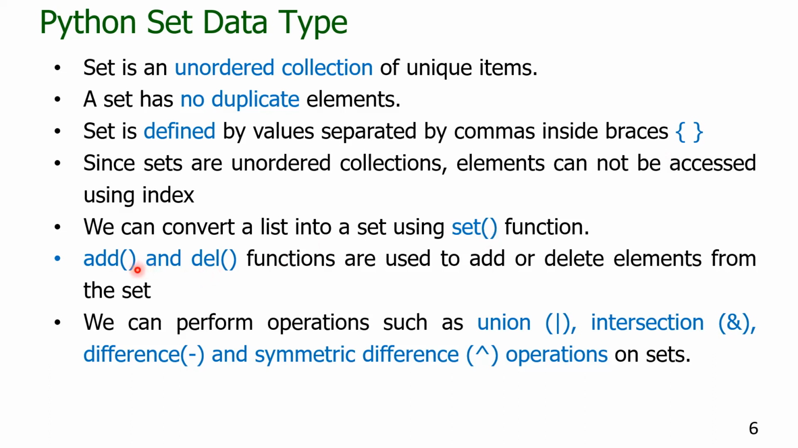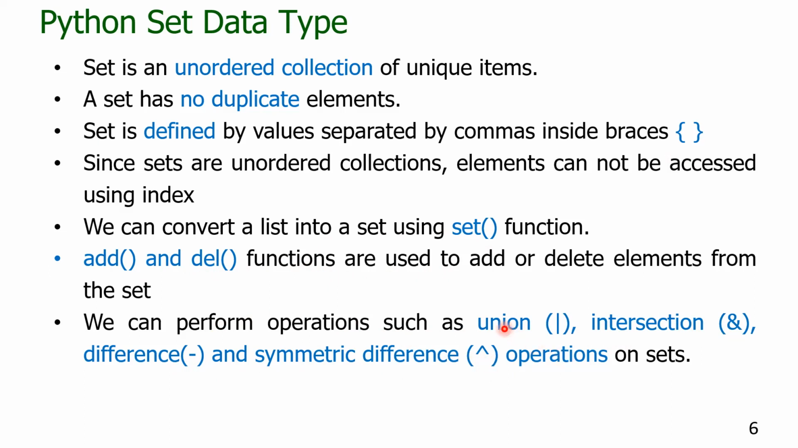There are the add and remove functions, which are used for adding and removing elements from the set. We can perform operations on sets such as union by using the pipe symbol. We can perform intersection on the sets by using the AND symbol, difference which is indicated with the minus symbol, and symmetric difference indicated with the caret symbol.